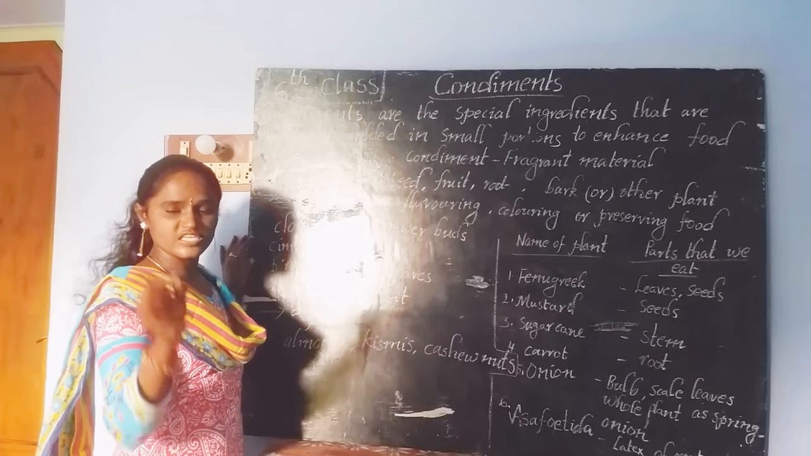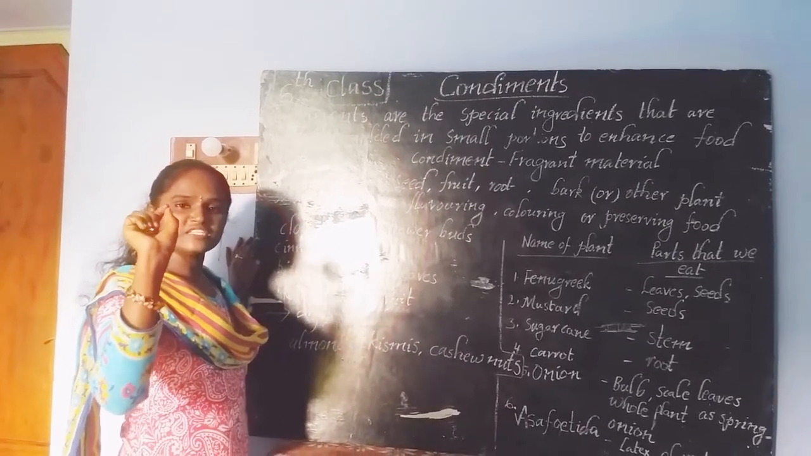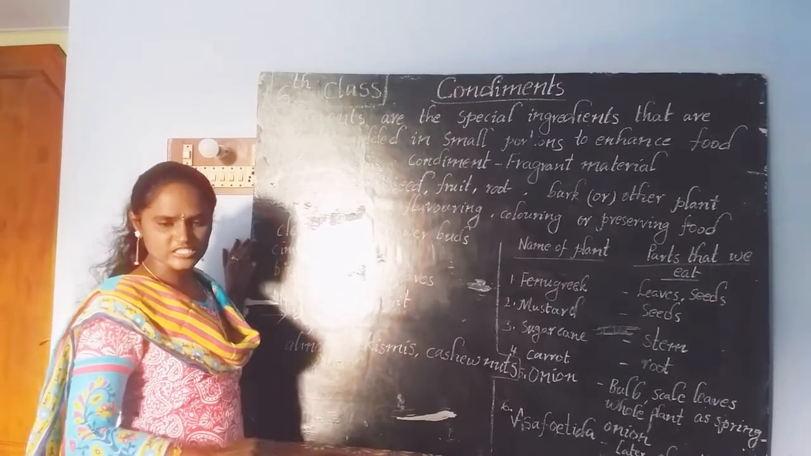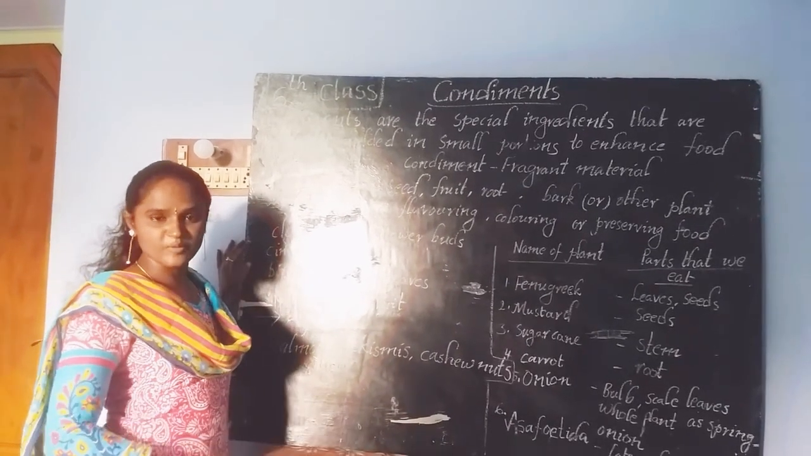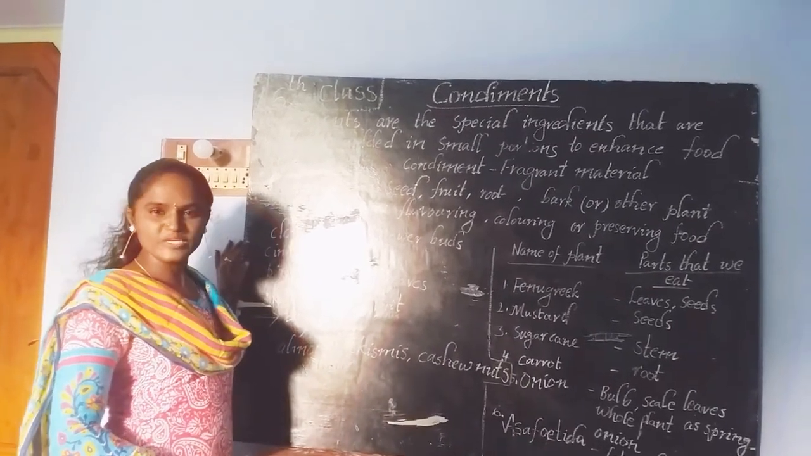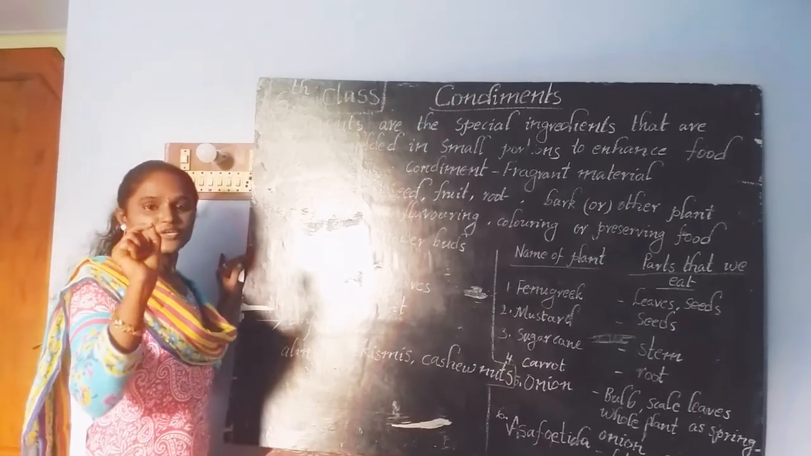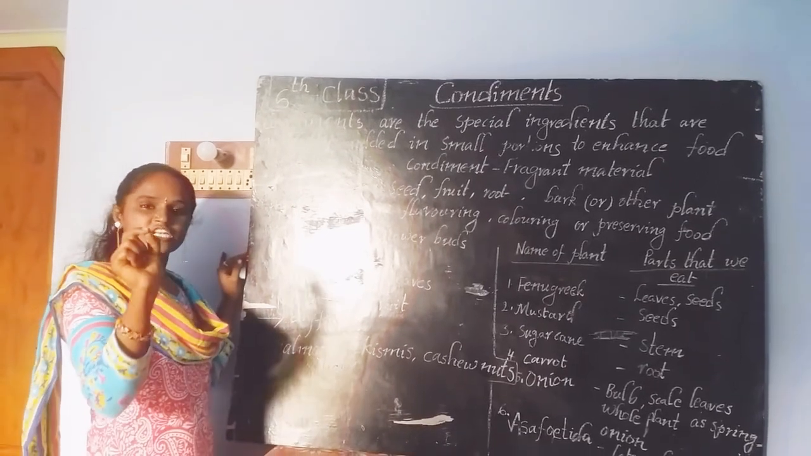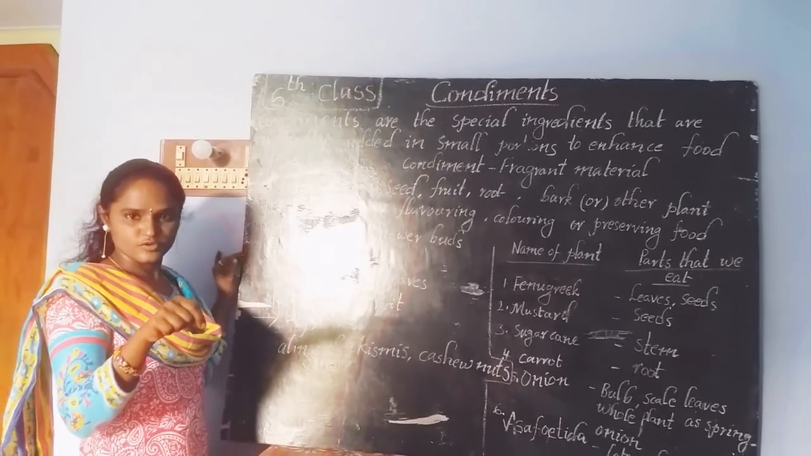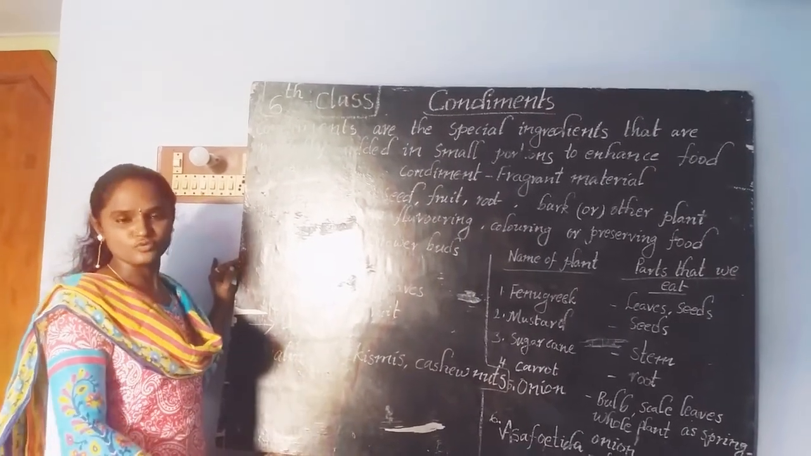In the cooking process, we add condiments in very little quantities. If you add more, then the spiciness of the condiments makes the food spoiled. That's why we use them in little quantities. A little quantity is enough to give more flavor to the food.